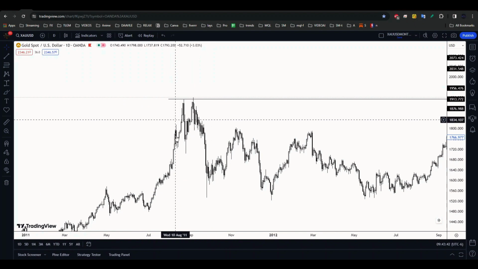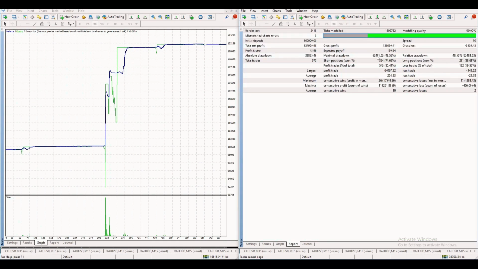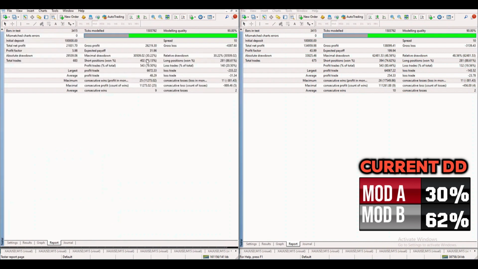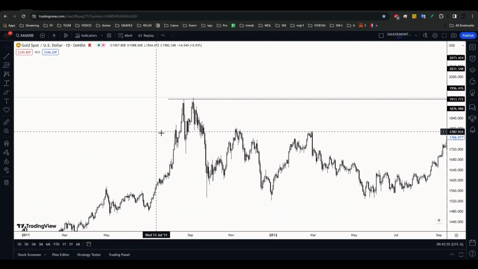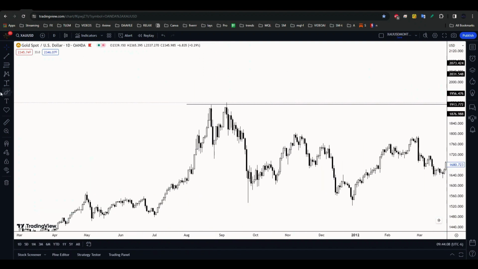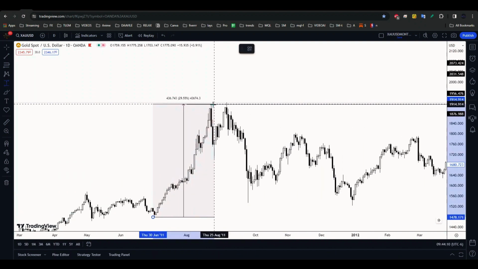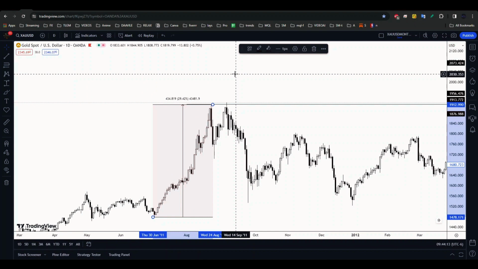So somewhere at this point I'm having 62% drawdown and here I'm having 30%. So as you can see, it's a very huge difference in drawdown, but also in profit, because here I'm closing way more money than the one that I'm closing here. So what's going on? The difference between this chart and this one, and I'm going to explain it here, is that when the bull trend starts, let's say this one, this is a $34 move.